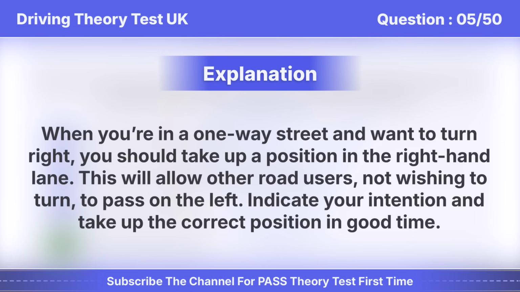When you're in a one-way street and want to turn right, you should take up a position in the right-hand lane. This will allow other road users, not wishing to turn, to pass on the left. Indicate your intention and take up the correct position in good time.